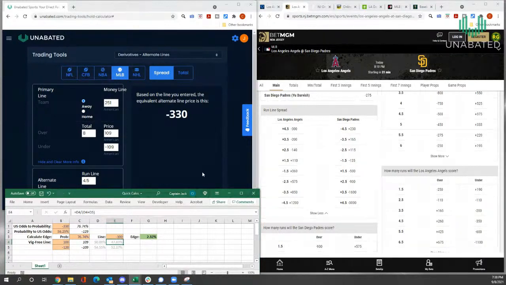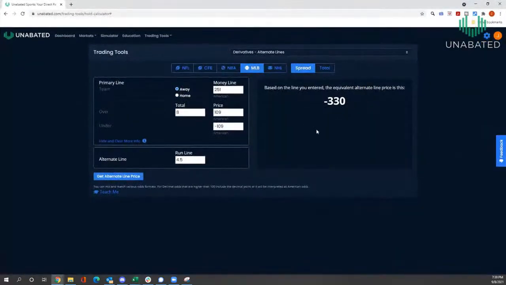Okay, so that is the trading tools when it comes to using them in baseball. And a little bit further in this live stream, we're going to get into using the trading tools in football, college football, things like that, in conjunction with maybe some of the simulator stuff that we're going to look at. But now I kind of want to transition a little bit into discussing Unabated as a whole.